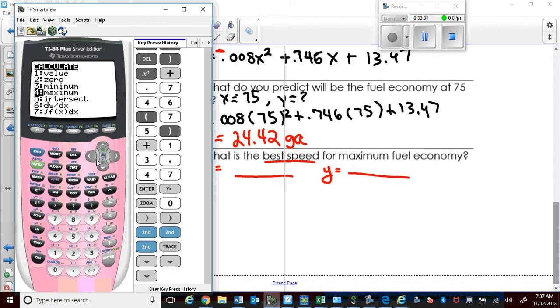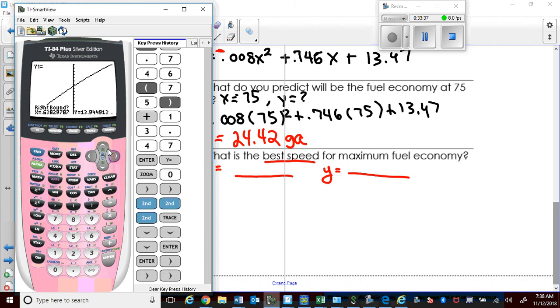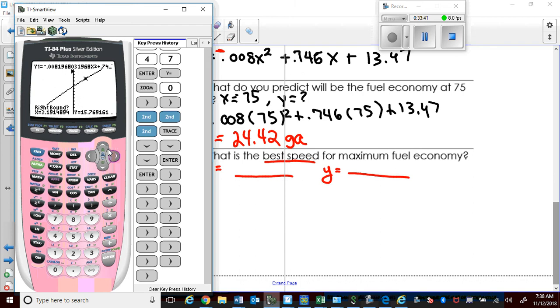This is a maximum. It says maximum fuel economy. And I hit the left of that curve, and then I move over to the right until I'm to the right of the curve. I want to be over and to the very top of this curve. So it might take me a little bit, but I'm going to do it. Let's see here. You can tell because the y values will start to decrease.